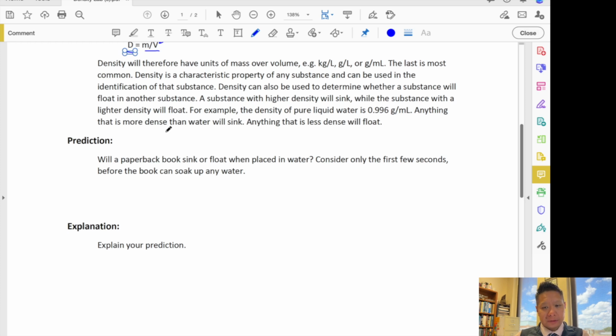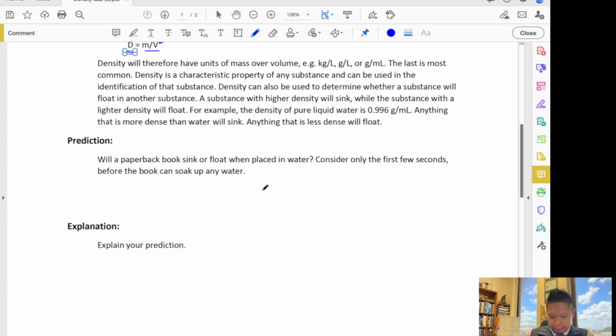And so you observe something and you have to formulate some kind of question. So the question here will be, will a paperback book sink or float in water? We know that if it soaks up all the water, it'll sink. But what if in the very first few seconds, will it float or sink? So here, put your prediction. Do you think it will sink or do you think it will float?